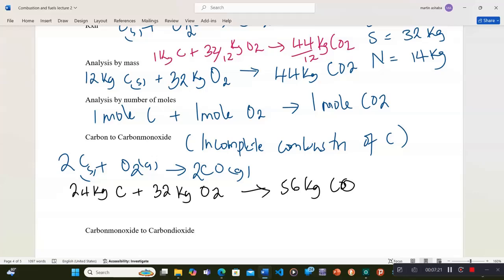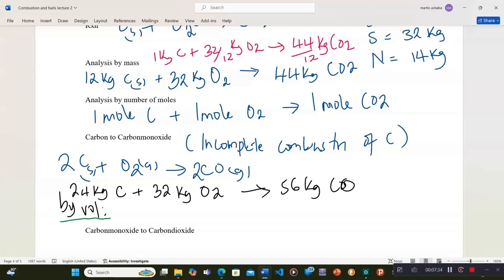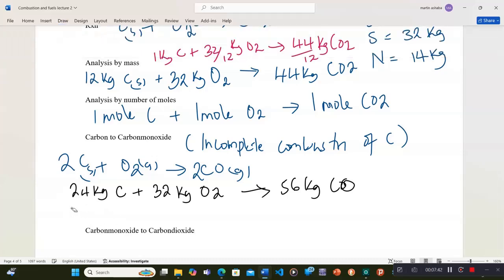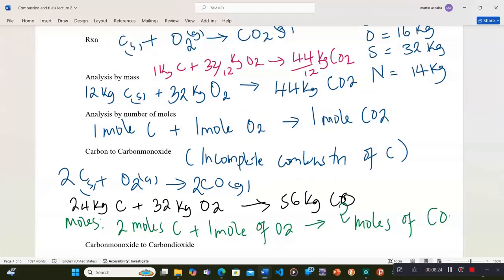Then by volume, or rather not by volume but by number of moles, I will say 2 moles of carbon reacting with 1 mole of oxygen, giving you 2 moles of carbon monoxide.